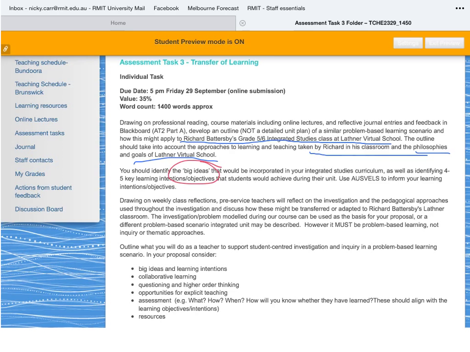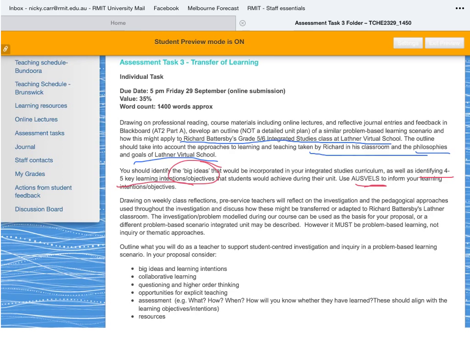You need to identify in your proposals 4 or 5 key learning intentions or objectives that Richard's students will achieve during their unit. Here's a hint. Use OSVELs to inform your learning intentions and objectives. What are the big ideas? Where are they situated within OSVELs? What are the standards that you might be aiming for? Knowing the children in Richard's classroom, what then are the intentions that you have across the unit?